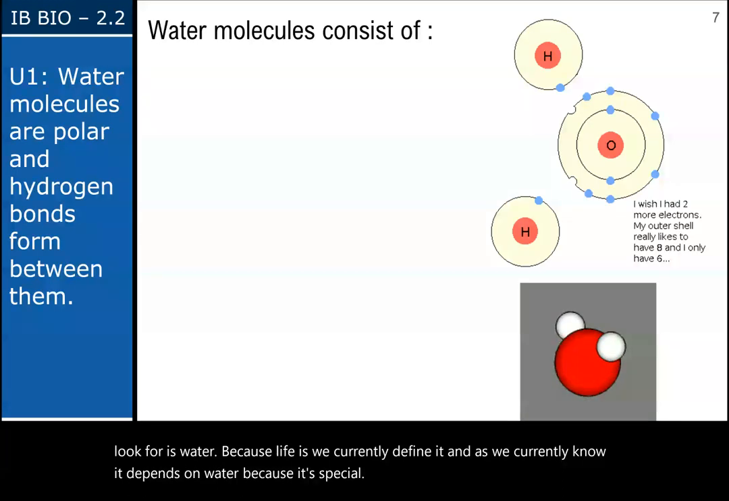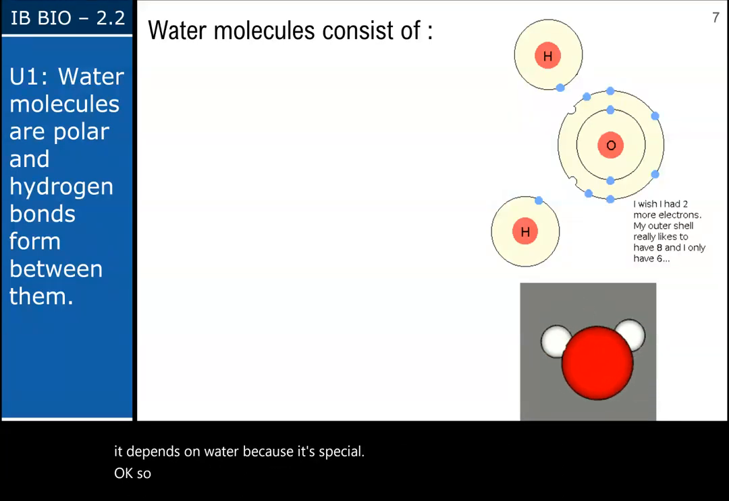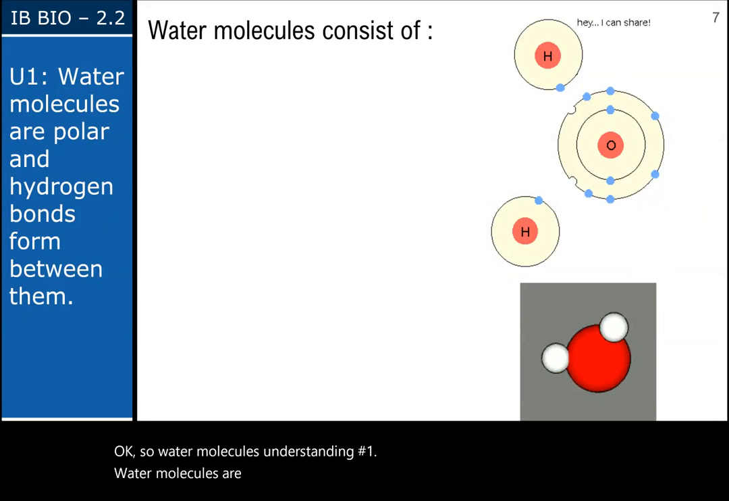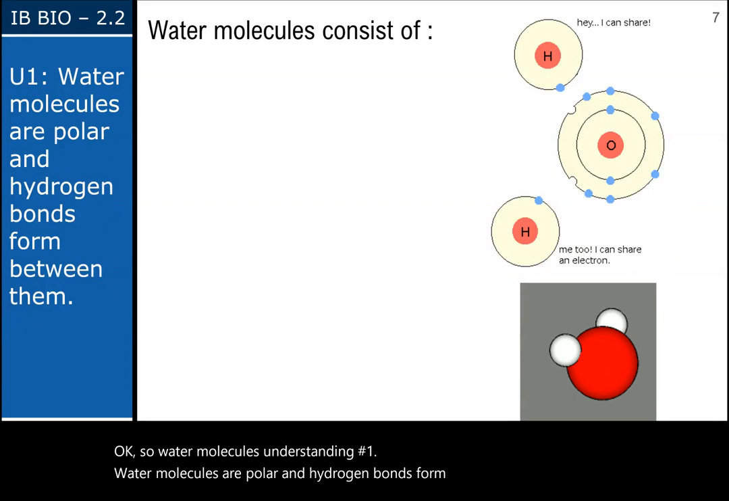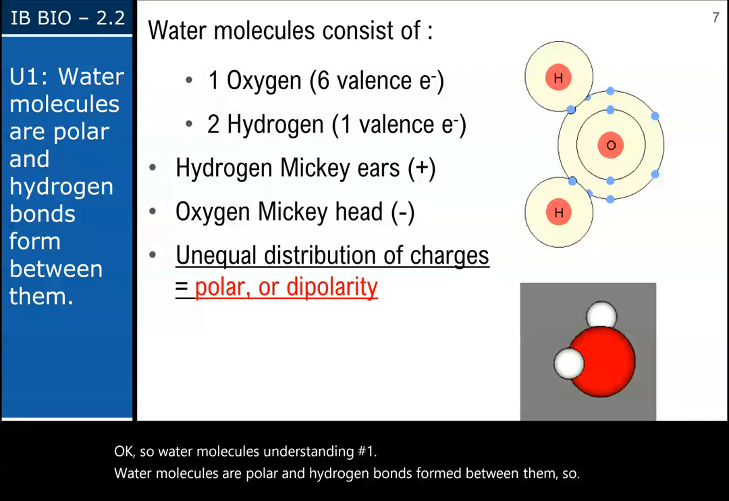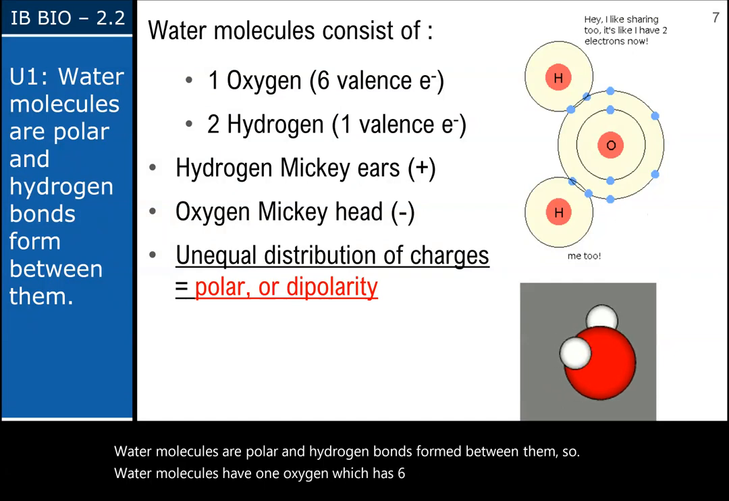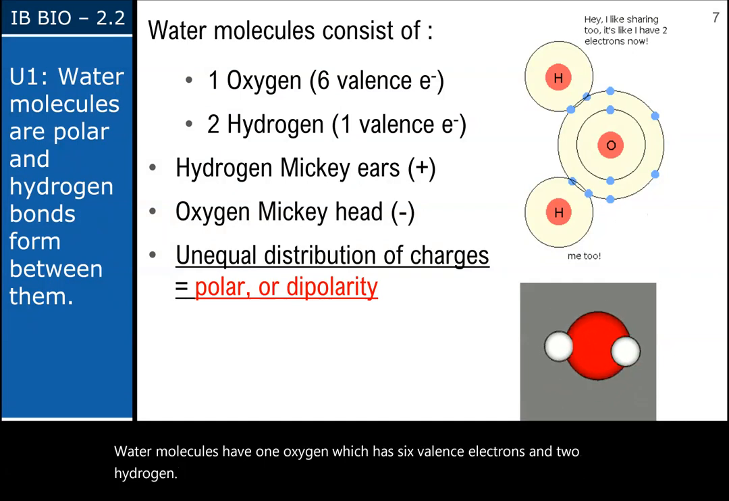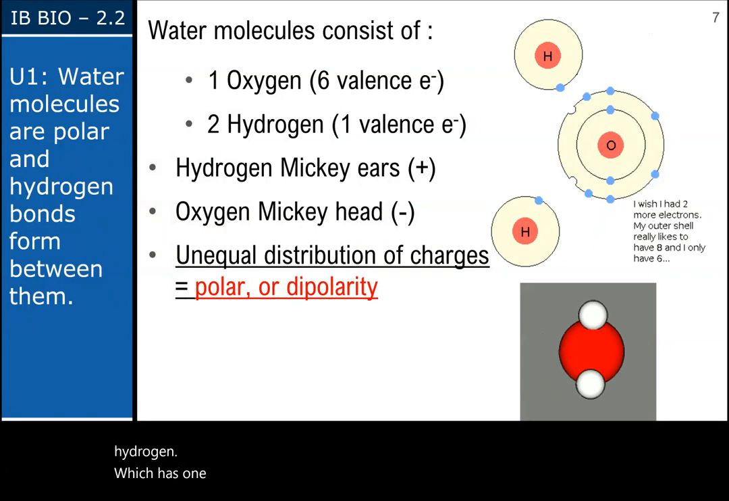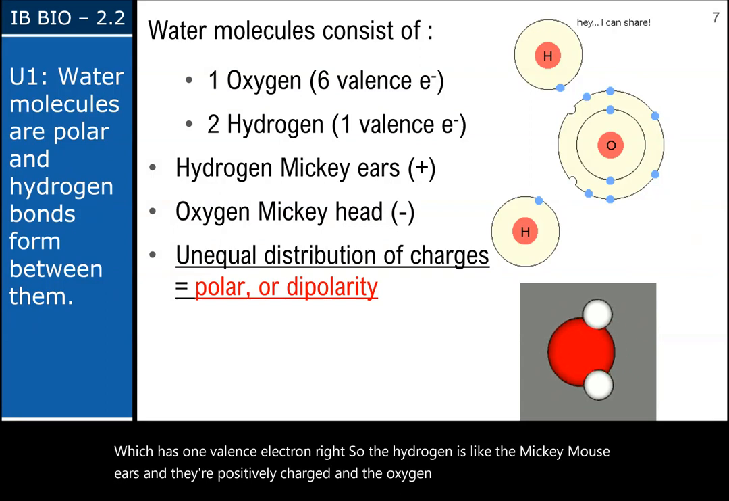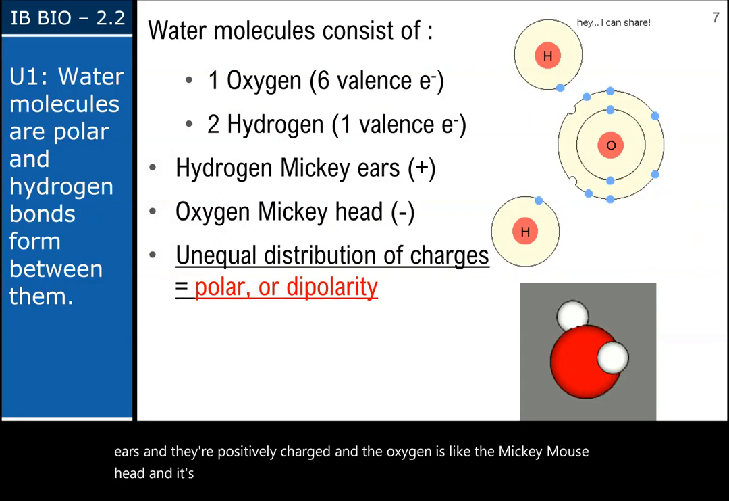Okay, so water molecules. Understanding number 1. Water molecules are polar and hydrogen bonds form between them. So, water molecules have 1 oxygen, which has 6 valence electrons, and 2 hydrogen, which has 1 valence electron, right? So, the hydrogen is like the Mickey Mouse ears, and they're positively charged, and the oxygen is like the Mickey Mouse head, and it's negatively charged, right?